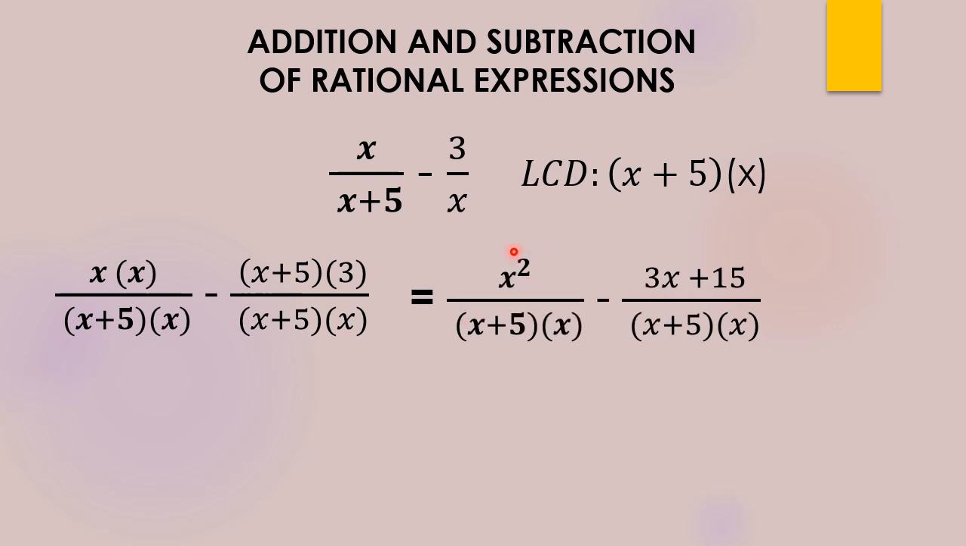So how come this becomes x squared? 5x plus 5 over x divided by x plus 5 is x times x. That's why it becomes x squared. And then x plus 5 and x divided by x is x plus 5 times 3, it will become 3x plus 15.